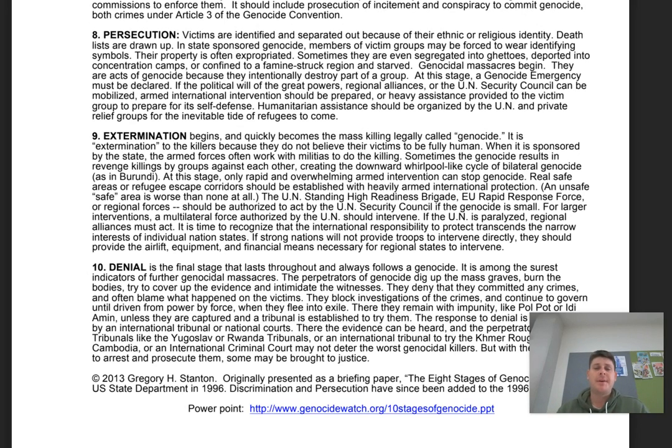The final step, even though you may have thought extermination was the final step, is denial. So basically, the genocide has happened. Perpetrators of genocide dig up the mass graves, burn the bodies, and try to cover the evidence up and intimidate the witnesses. So what we have here is a concerted effort to lie about what happened and to sweep it under the rug. People have been killed, and this is the attempt to escape any sort of blame or any sort of consequences as a result of this.